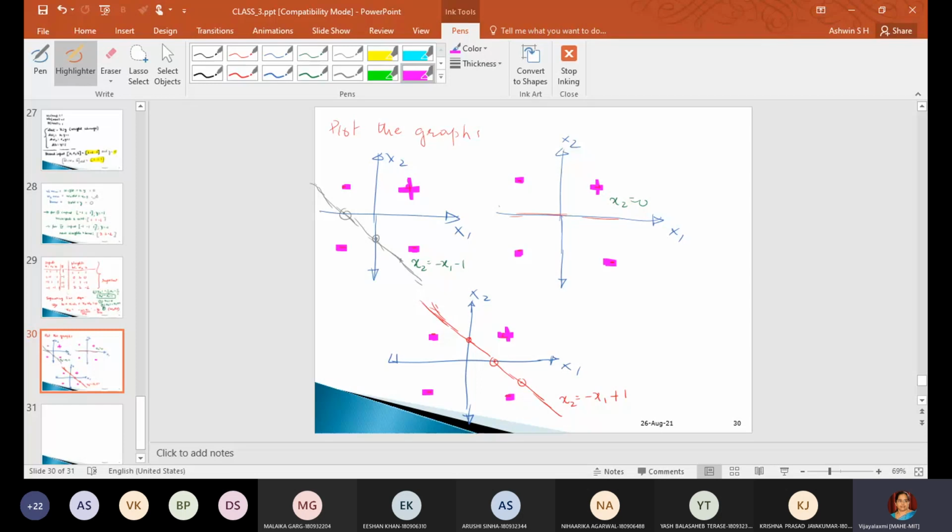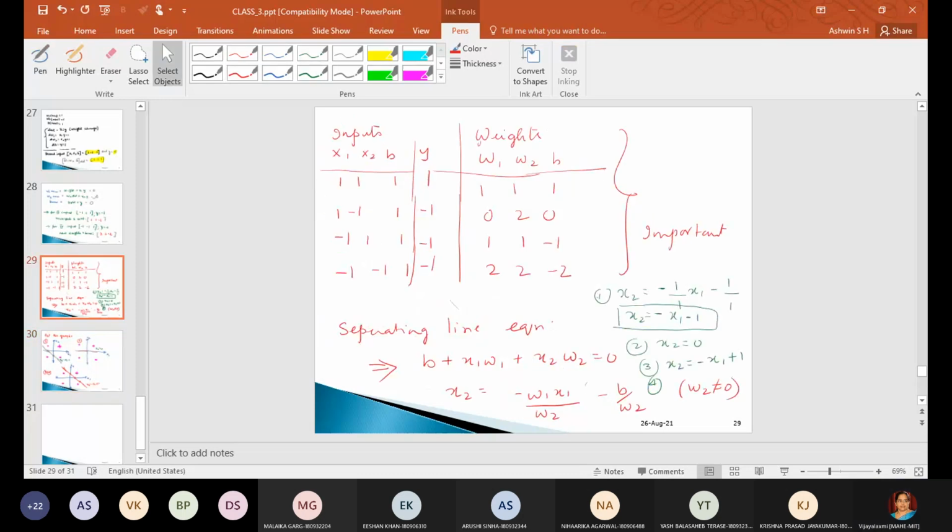So the third graph separates. This is the first graph, this is the second. For the third and fourth case, we have got this. See here, this particular line minus x1 plus 1 separates them: positive is here, all negatives are here. Whereas here it is not so, here also we could not separate it. So the third one gives you the condition.